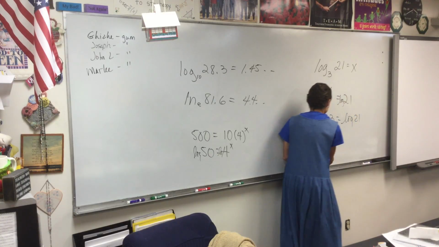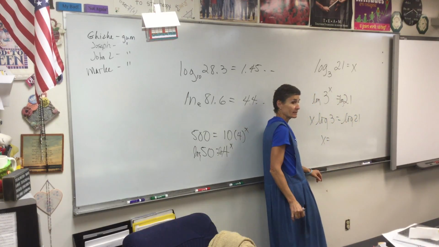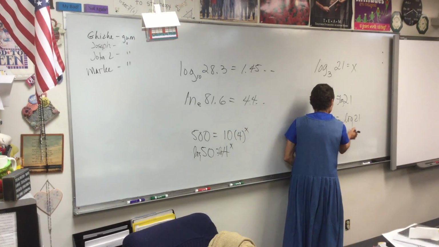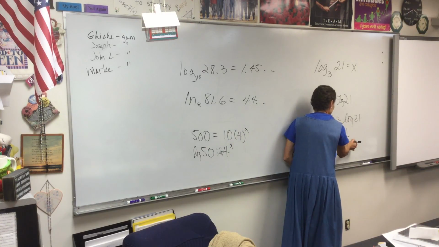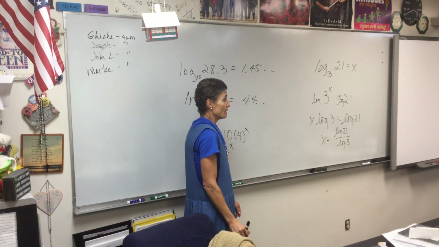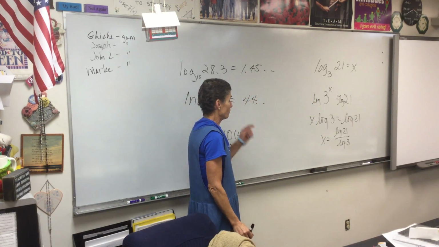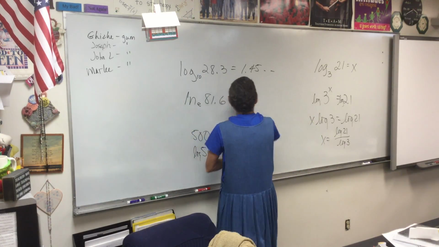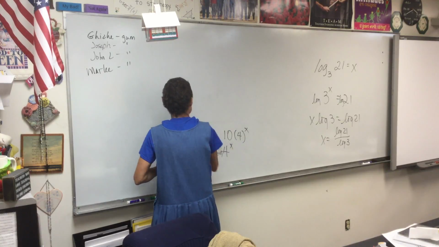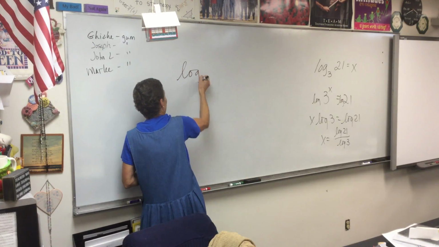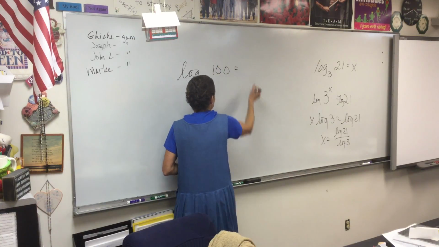And what will be the answer to the question? What will I ultimately type into my calculator? Log 21 divided by log 3. Now, I want to do one more, and then I want you to make an observation for me. So let's try another one. Let's suppose we've got something like the log base 7 of 100.